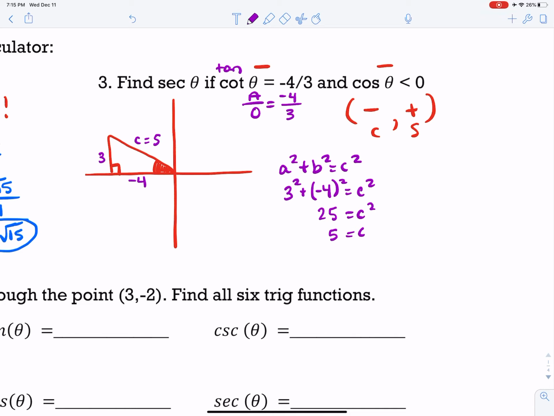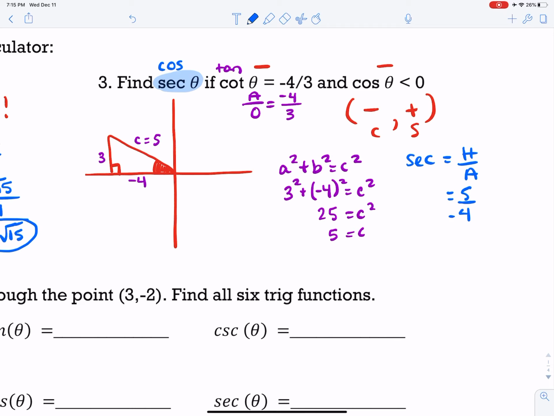And now let's find our answer. We want the secant of theta. So secant is, again, another inverse. It's not one of the numbers in our actual coordinates. So we have to do the opposite or the inverse of this, which is the cosine. And so if cosine is a over h, then secant is h over a. And so our h is 5, our a is 4, and don't forget, it's negative 4.